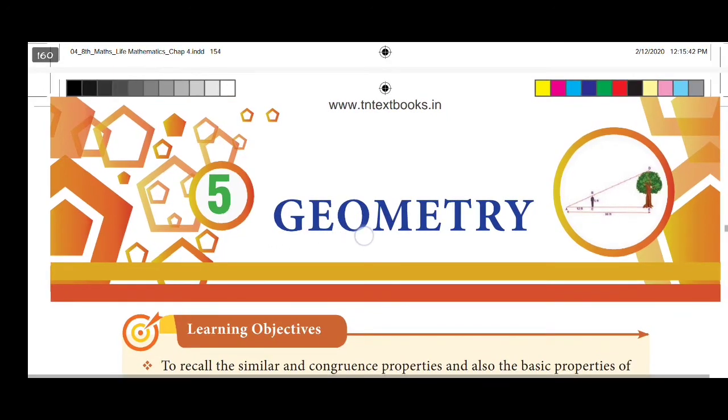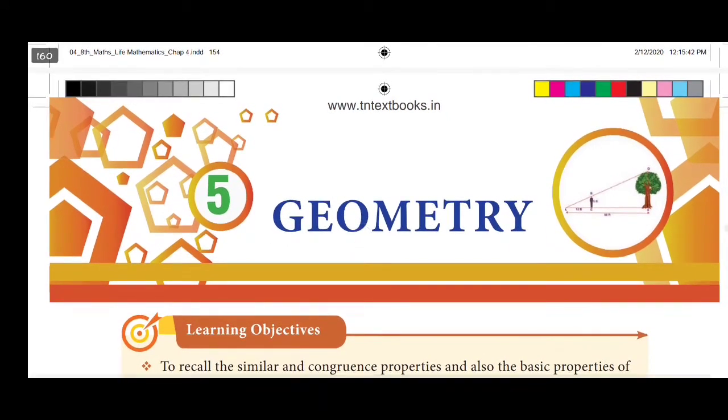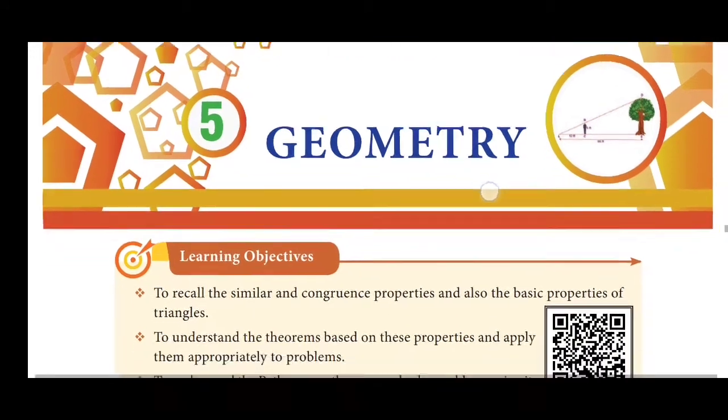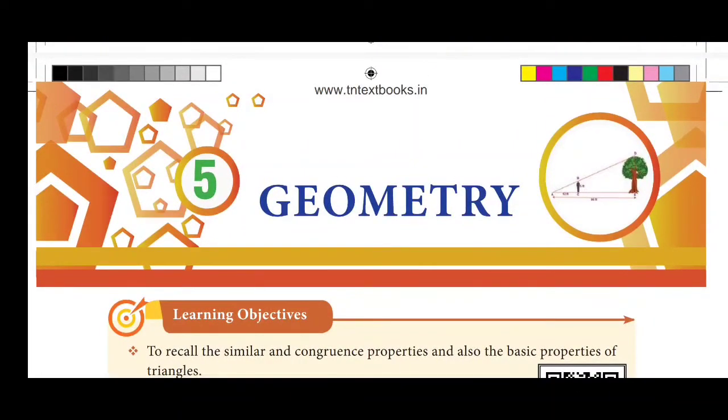Geo means earth. Metry means measure. So geo, earth, and metry, measuring the earth. That is the meaning of geometry. In mathematics, we have two types of geometry: one is practical geometry, another one is theoretical geometry.